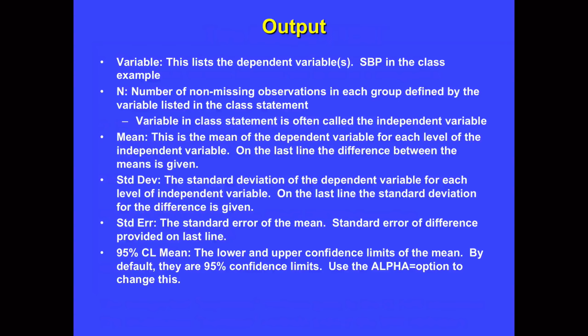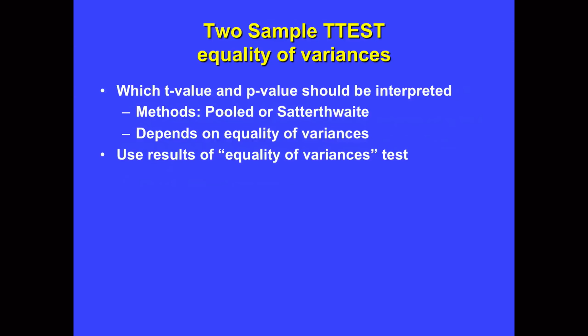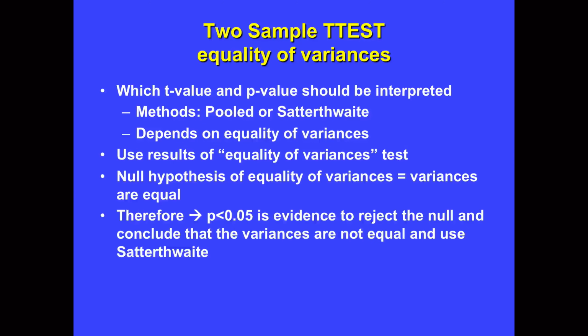I've summarized the output and some interpretation just so you have it in your notes. And we discussed the two-sample t-test equality of variances. This just outlines again the steps you would go through to determine, based on the SAS output, which t-value and p-value should be interpreted.